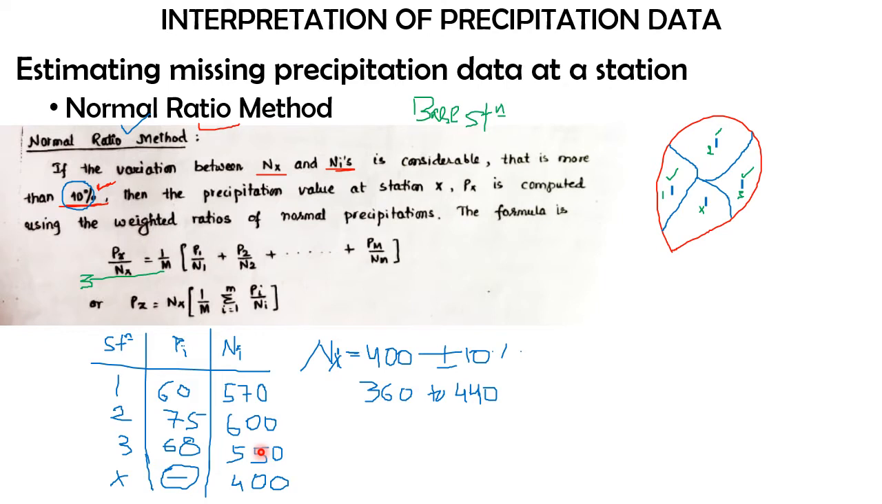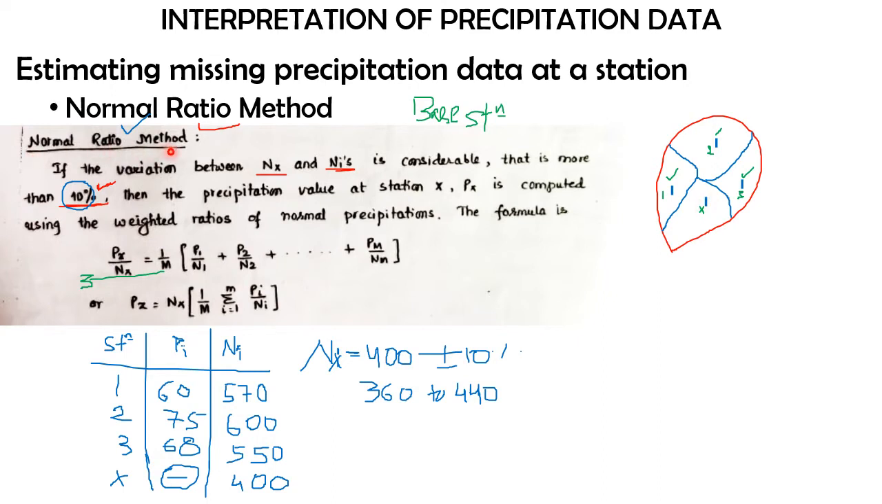But if by chance in this particular catchment area, the characteristics of rainfall for all these 4 rain gauge stations are very much different, at that point of time if you go with the arithmetic average method, then the accuracy with which you are going to calculate the value of Px is going to be very less. So that's why it is always better to use the normal ratio method.